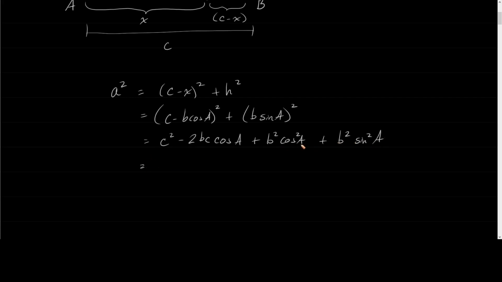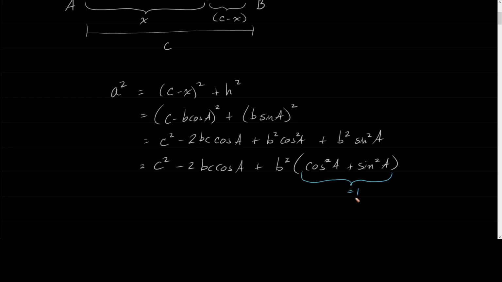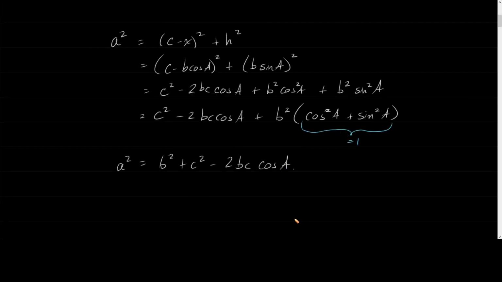At that point, I see that these last two terms both have a B squared, so we can factor that out of those two. I end up with B squared times cosine squared A plus sine squared A. This is one of the Pythagorean identities: sine squared plus cosine squared equals 1. So this entire piece goes away. To put this in alphabetical order, A squared is equal to B squared plus C squared minus 2BC cosine of A. And that right there is the law of cosines.